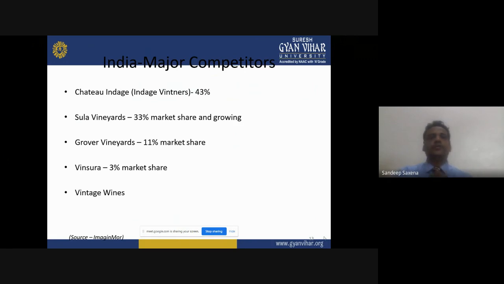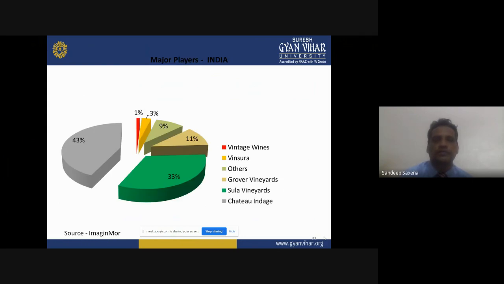Indian major competitors like the Chateau Indage. It is one of the most important major wine houses, which produces 43% of the Indian wine. Then Sula Vineyards, 33% market share and growing. Then after that, Grover Vineyards, with 11% of the market share. The Vinsula, which has 3% of the market share, and Vintage Wines are Indian major competitors. The major players in India.